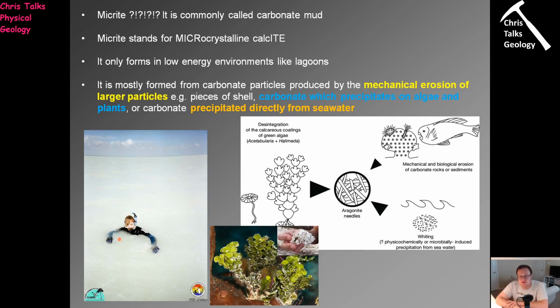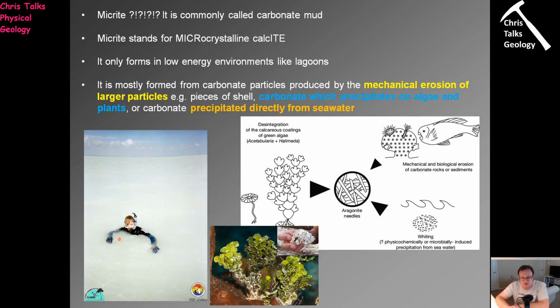We can also get micrite when the calcium carbonate precipitates onto algae and plants. So if we look down here, here's a plant from a carbonate lagoon, and you can see it has this white powdery material on it. And all that is calcium carbonate coming straight out of the seawater and precipitating onto the leaves of the plant. When the plant dies, obviously the organic material will decompose and be lost, but these very, very fine calcium carbonate crystals will simply be incorporated into the microcrystalline calcite, the micrite.